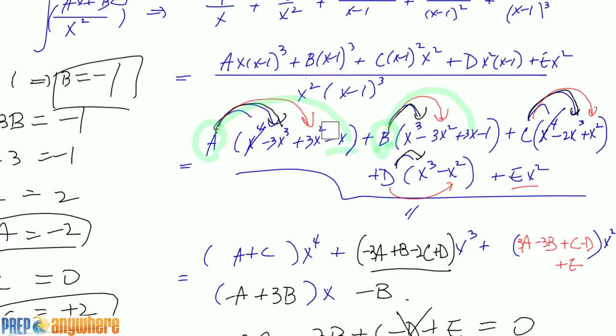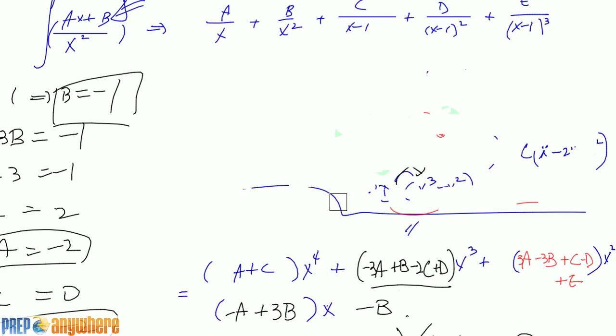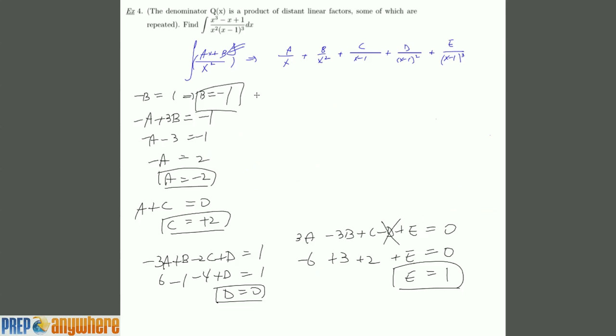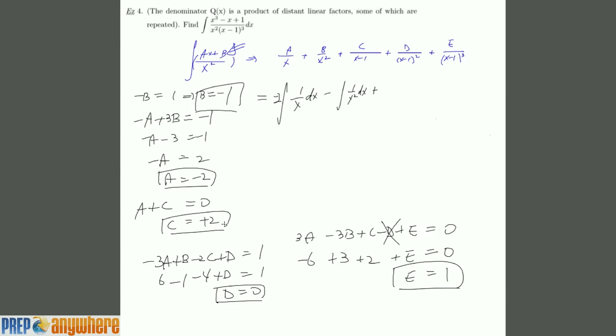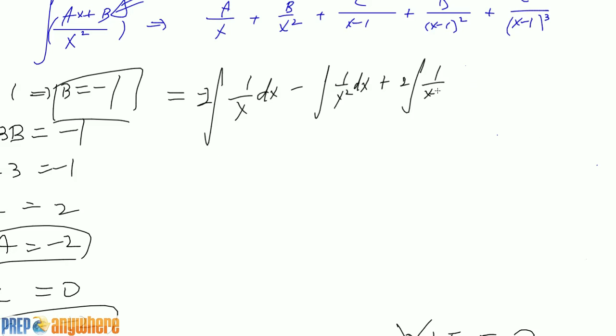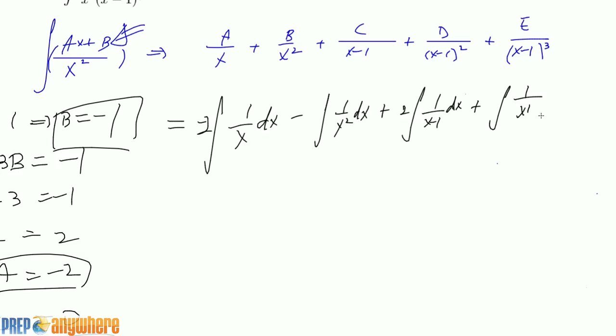So now I'm going to erase this and replace the A, B, C, D, E with what we just found. A was negative 2, so it's the integral of negative 2 times 1 over x. B was equal to negative 1, so negative 1 times 1 over x squared dx. C was equal to 2, so 2 times the integral of 1 over x minus 1. D was equal to 0. And then E was equal to 1, so 1 over x minus 1 cubed dx.